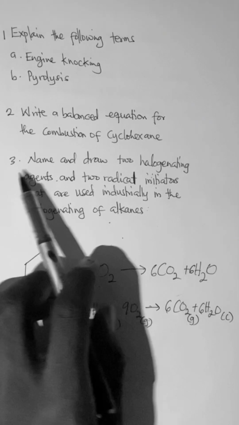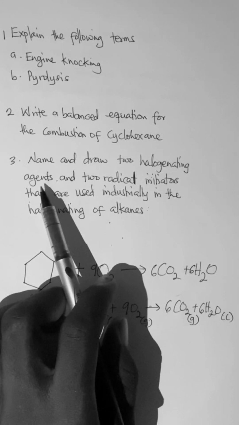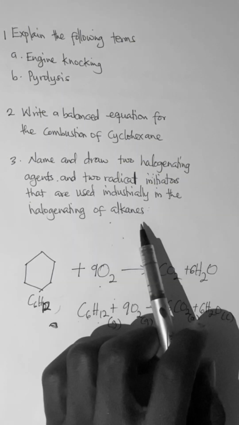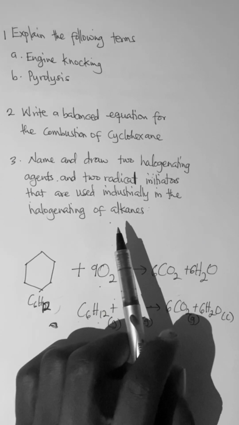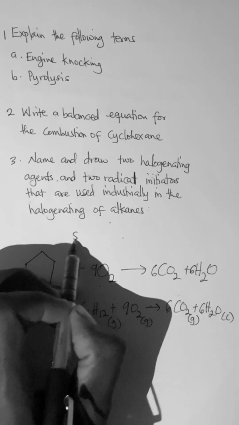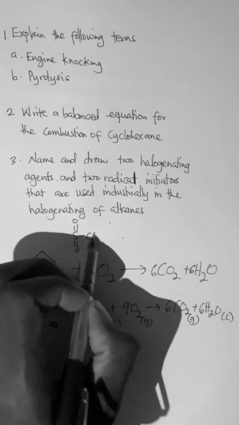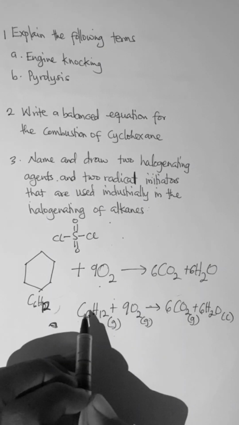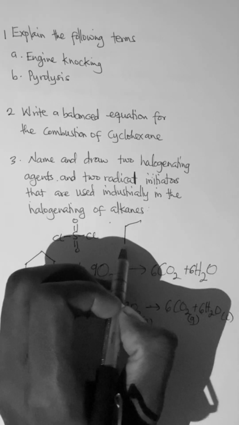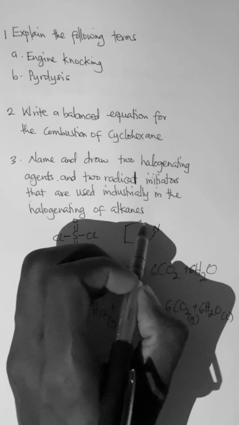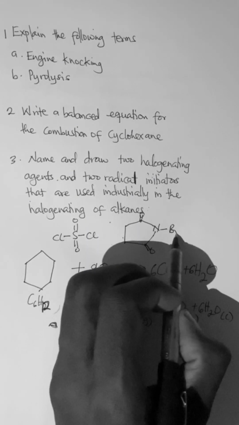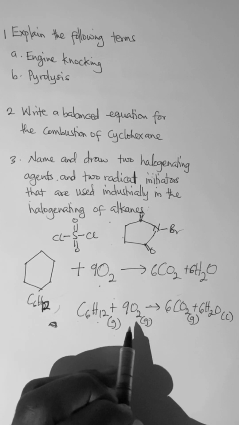The third part says to name and draw 2 halogenating agents and 2 radical initiators that are used in the halogenation of alkenes. So for the halogenating agent, we have sulfuryl chloride. So this is the structure of sulfuryl chloride. This is a halogenating agent, and we also have N-bromosuccinimide. So the N-bromosuccinimide looks like this. This is supposed to be a nitrogen. So this is N-bromosuccinimide. This is also a halogenating agent.